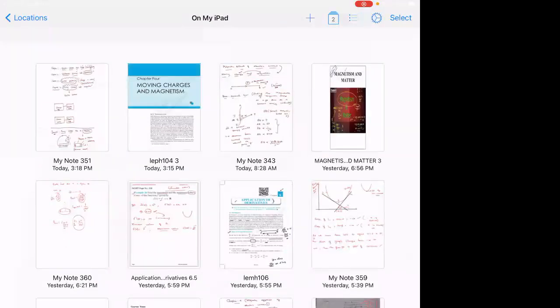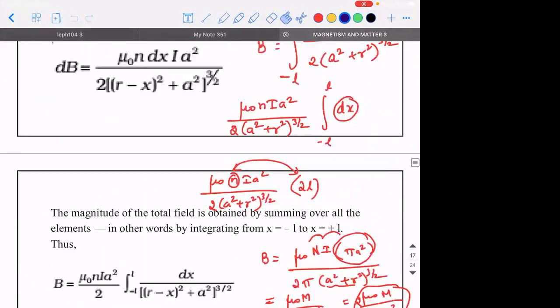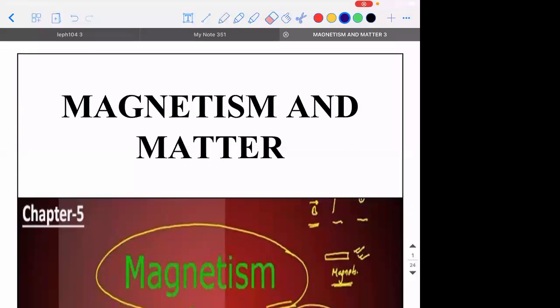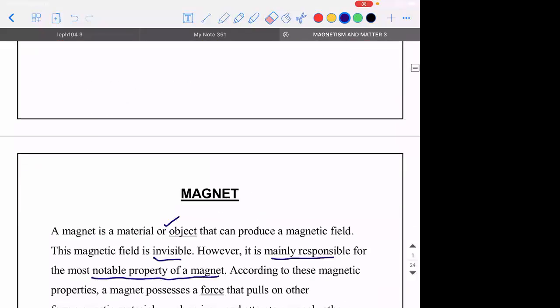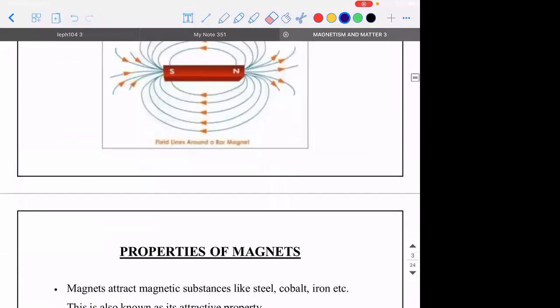Okay. So let's get started with the next chapter, that is magnetism and matter. This is the 5th chapter. It is a very small chapter actually. Generally, after 4th, I always teach 6th and then come to 5th, but okay, we can go in order also.